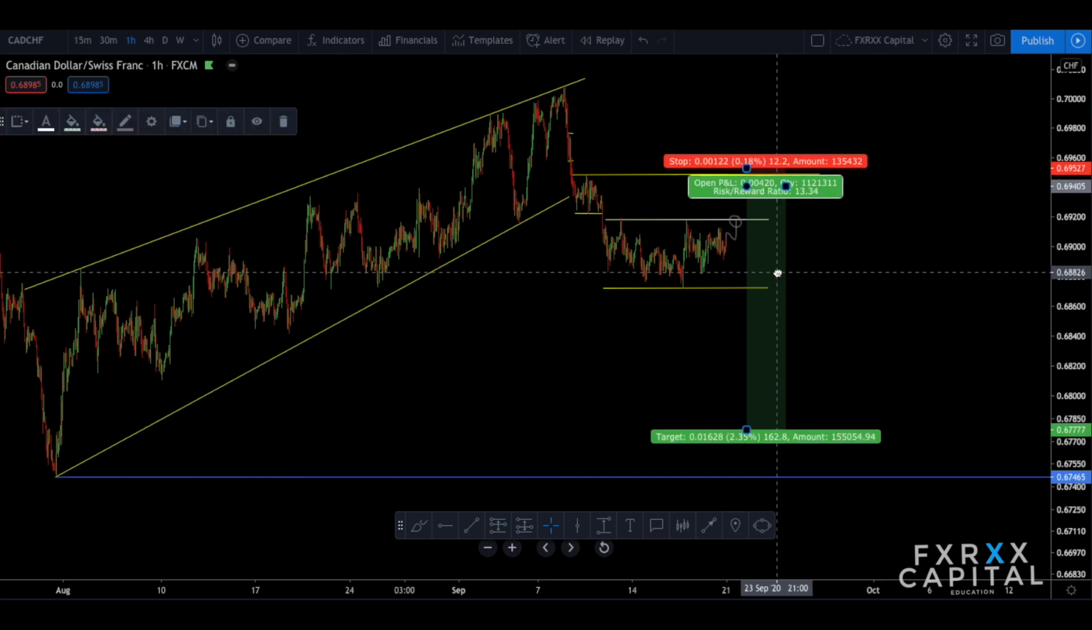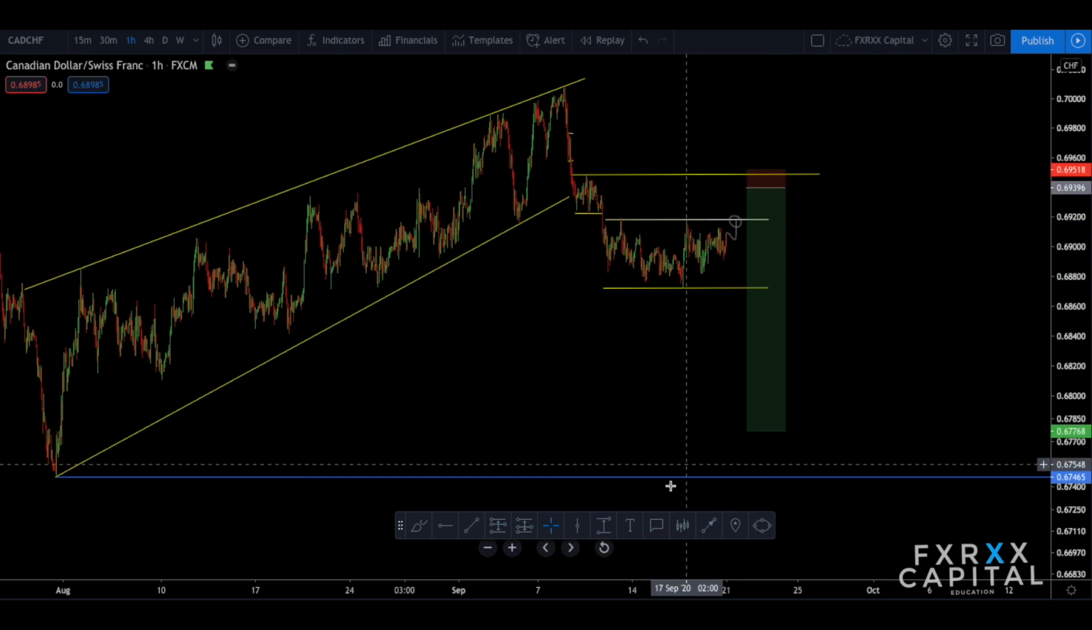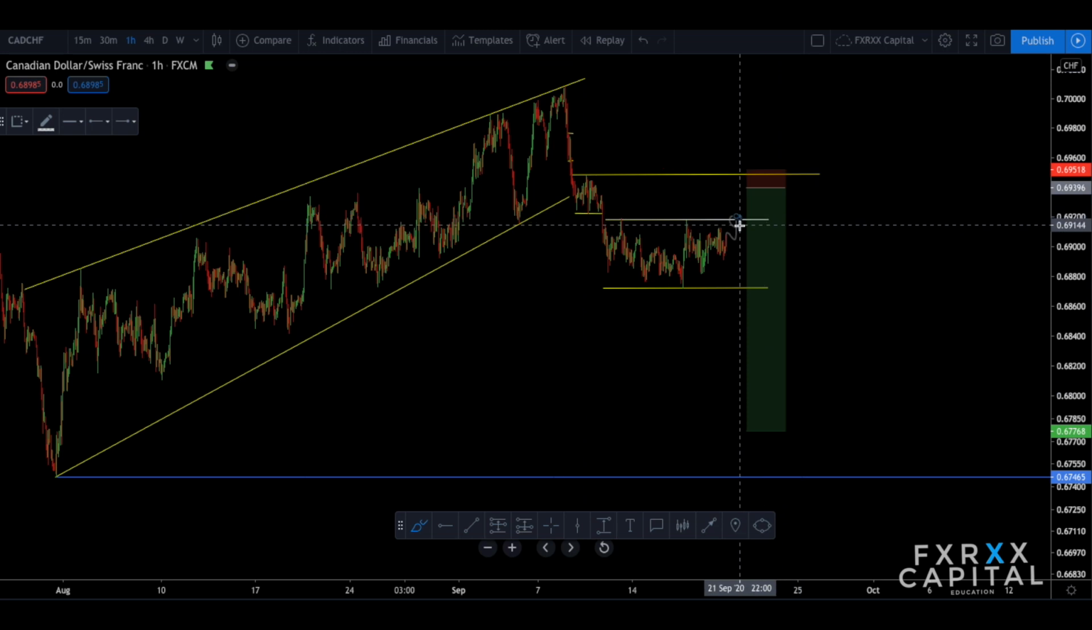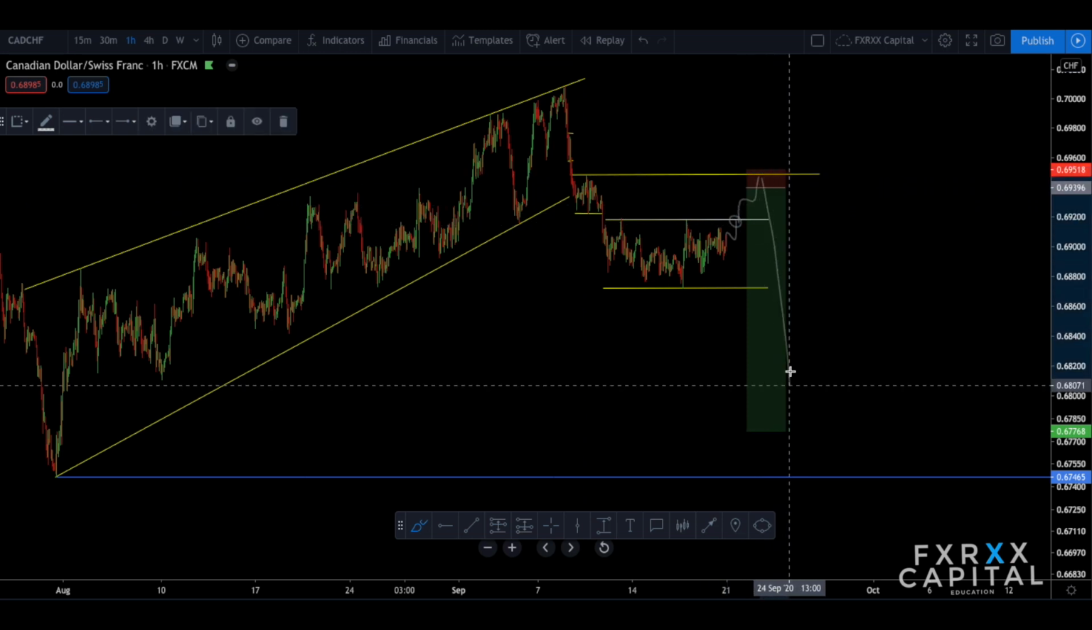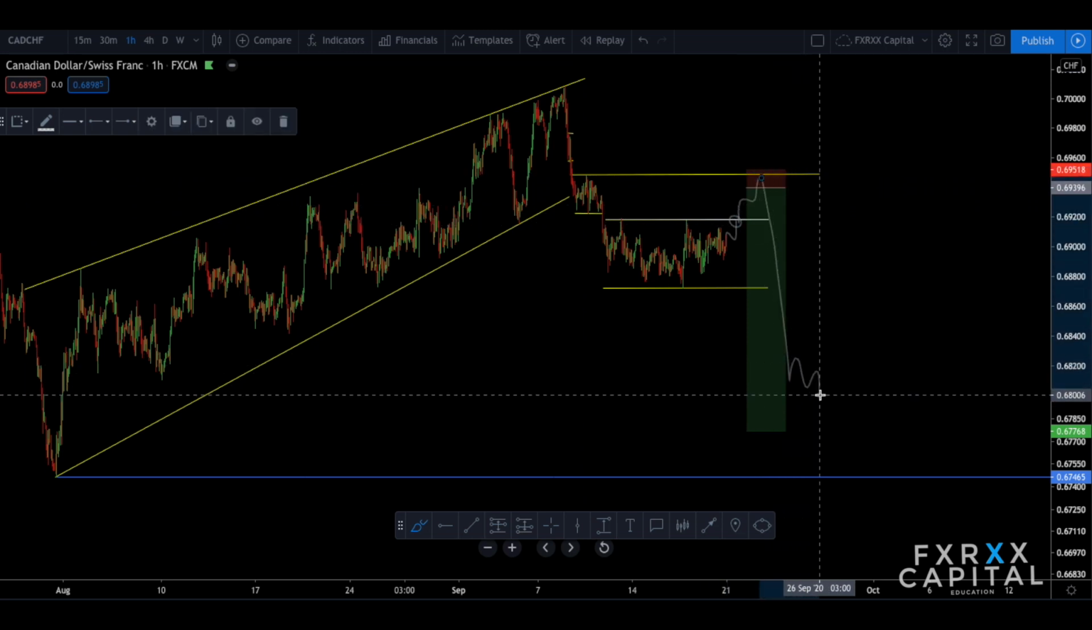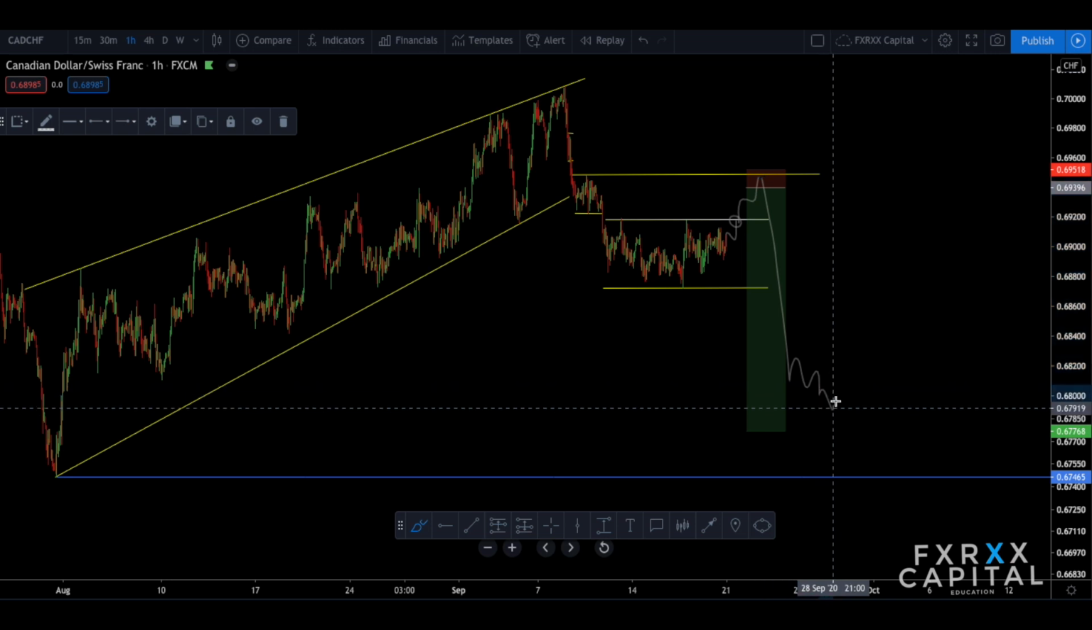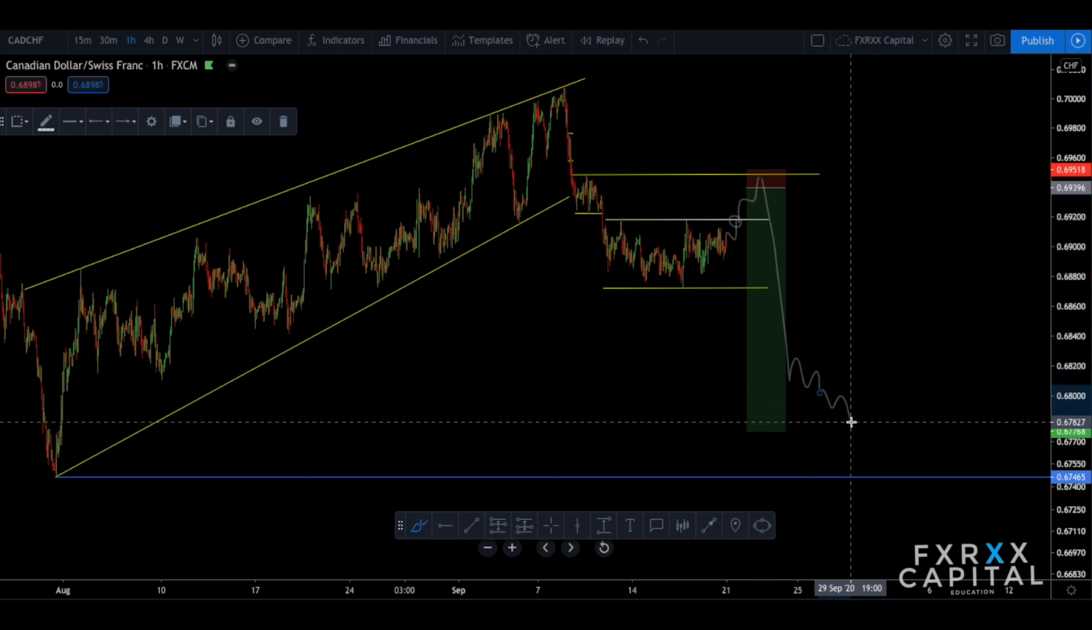If price moves to the outside, I will sell from this position. Other than that, if price moves to the downside or the upside without touching this area, I will not be interested in entering. That's all for this pair.